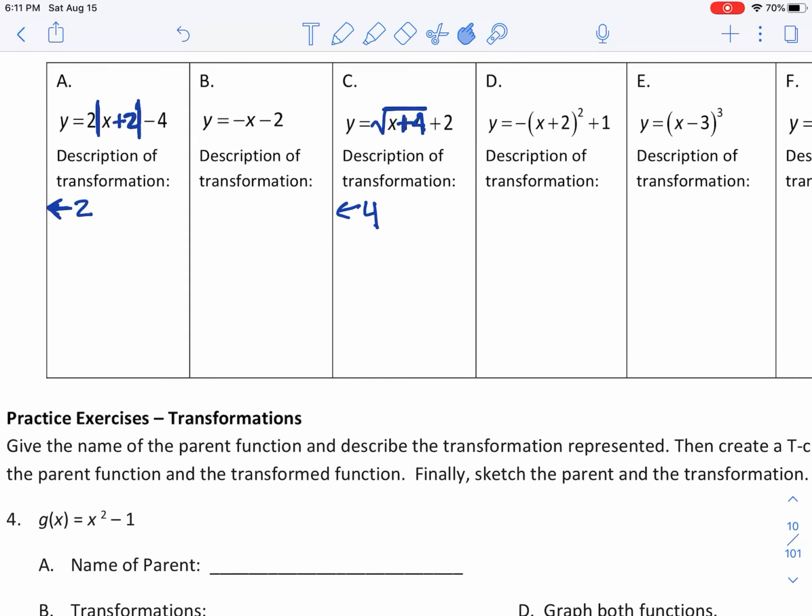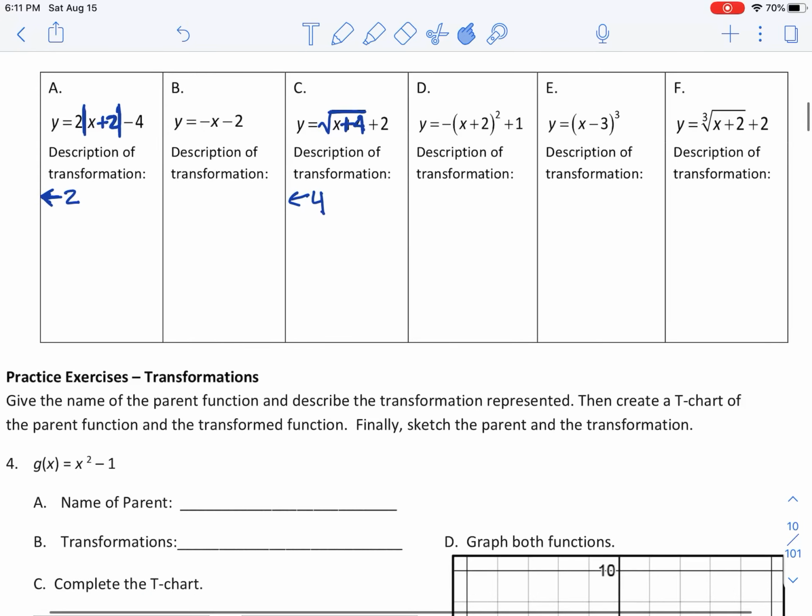I'm going to keep going all the way through these, and I will give you, in our live session, some extra ones to do with me. So then on D, I'm looking for, is there anything inside the parentheses? There is. There's this +2. Since it's happening inside the parentheses, it's happening to my x. I always want the opposite of my x. I am moving left here. I'm moving left 2.